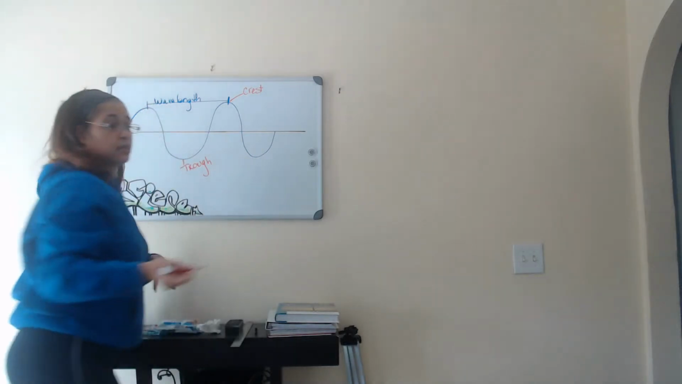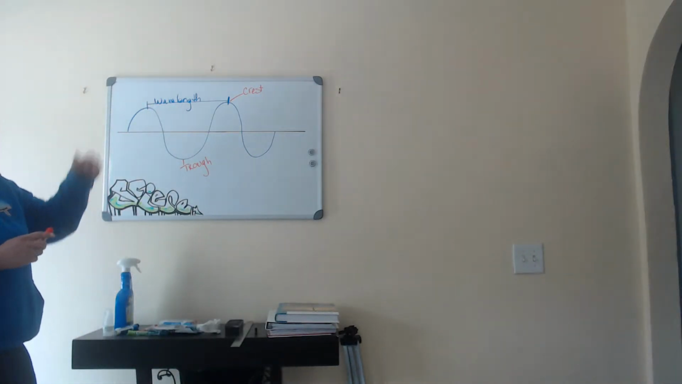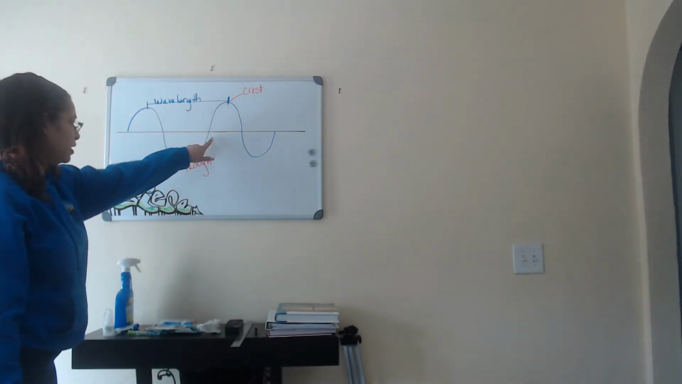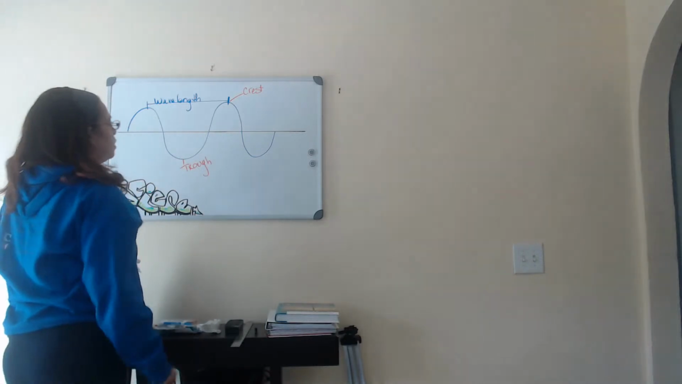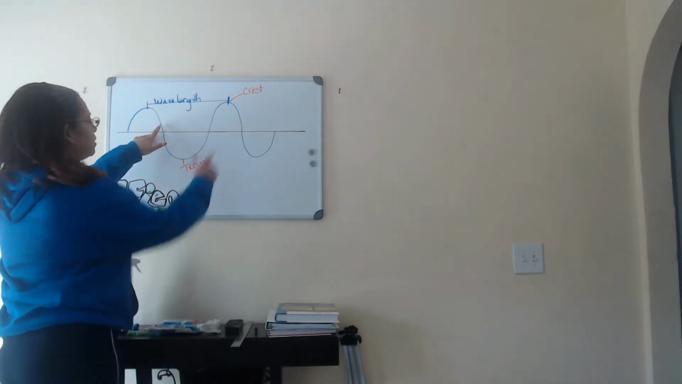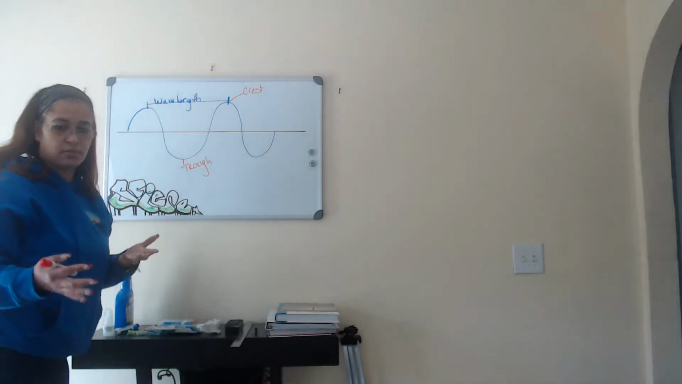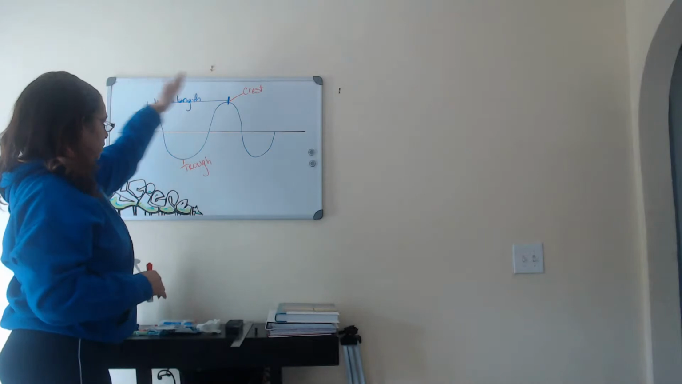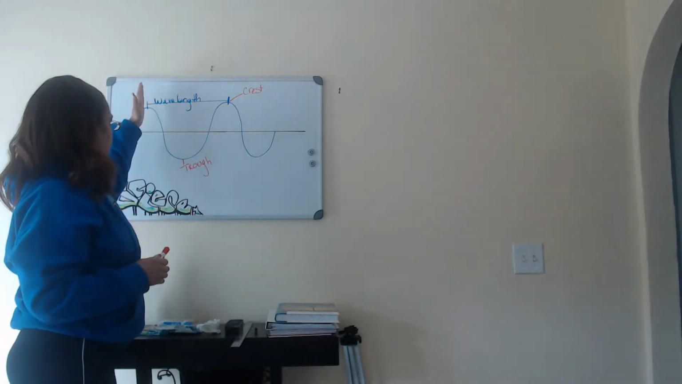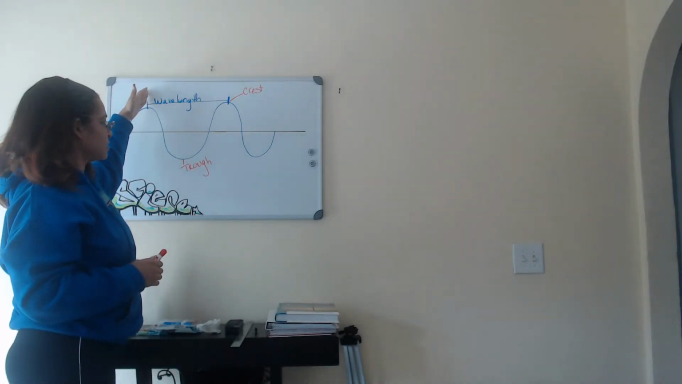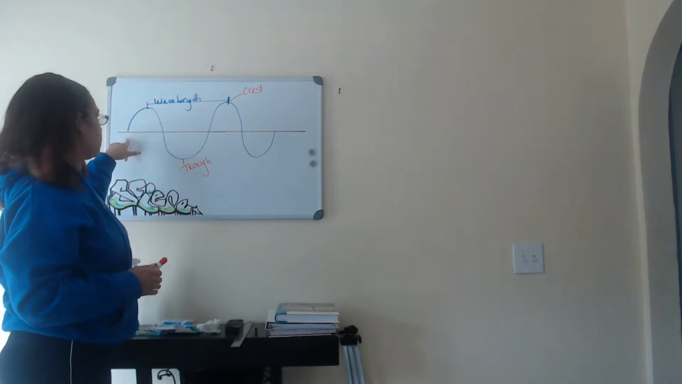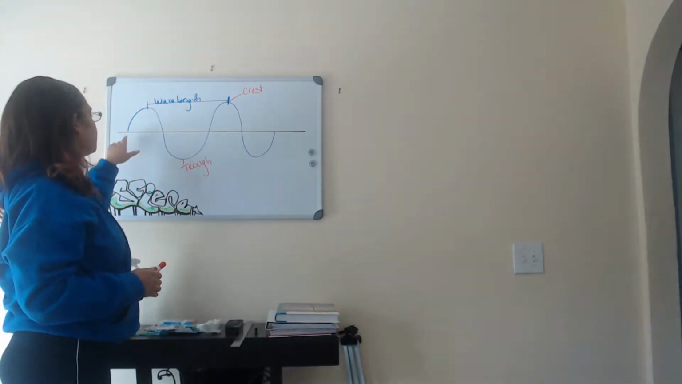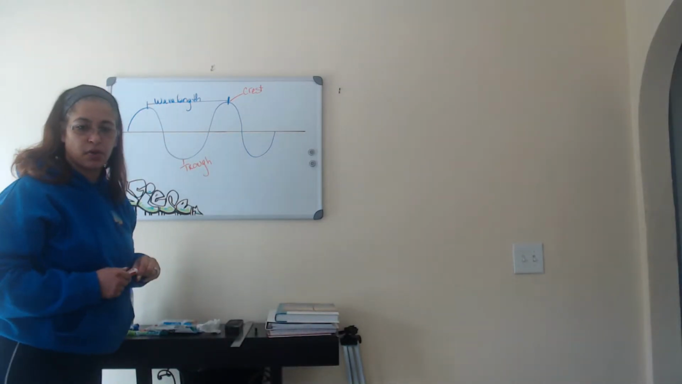Now, a wavelength can be measured anywhere. I chose the top because it's the easiest point. I could say from here to here, I could say from here to here, I could say from here to there. But it's easier to pick a point where the wave is, either at the top or at the line. So from here to here, for example, the beginning of this wave to the beginning of the next wave.